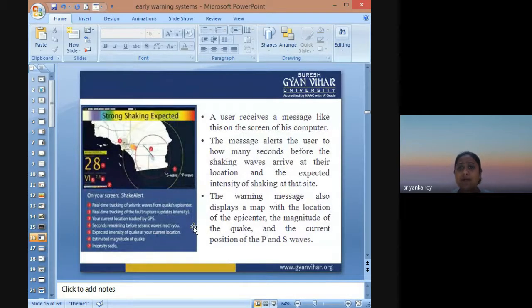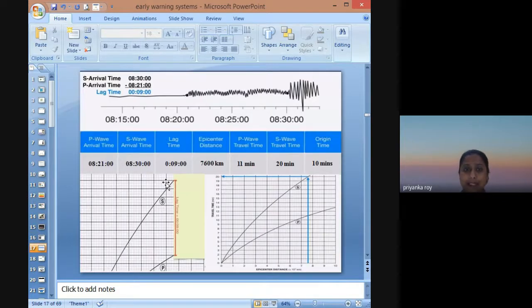So a user receives a message like this on the screen of a computer, warning that strong shock waves are expected. The message alerts the user to how many seconds before the shaking the waves are going to arrive at their location, and the expected intensity of the shaking. The warning message also displays a map with the location of the epicenter, the magnitude of the quake, and the current position of the P and S waves. So they can show you the P wave and S wave positions and the magnitude that you're going to face on your computer or device.